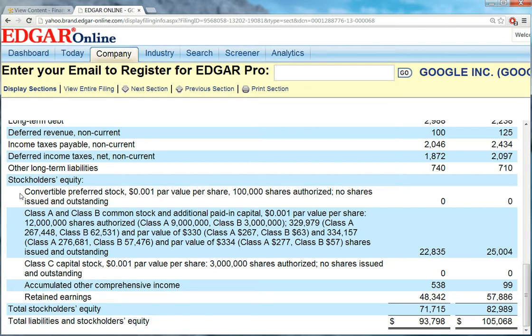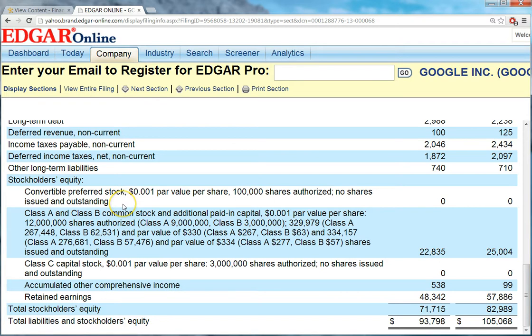We'll get to the details here later on and talk about what the characteristics are of preferred stock versus common stock. But for now, we can see that they in fact are authorized to issue some preferred stock. They're authorized to issue 100,000 shares, but no shares are issued or outstanding. And so those are 0.